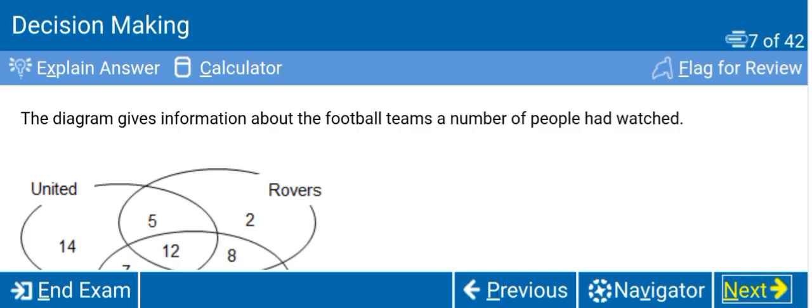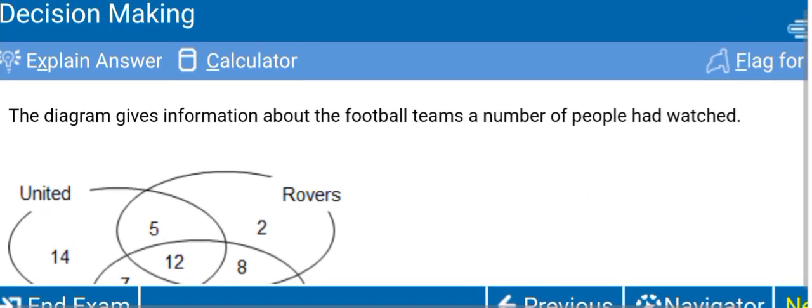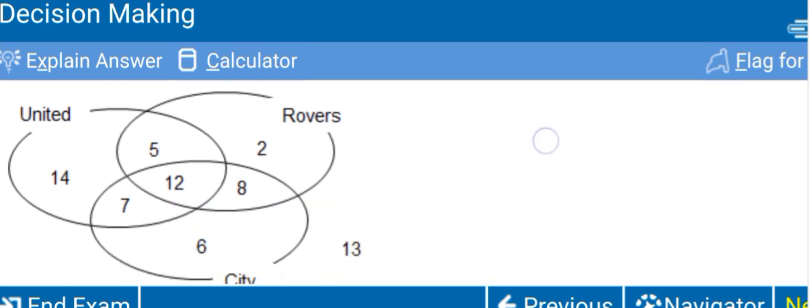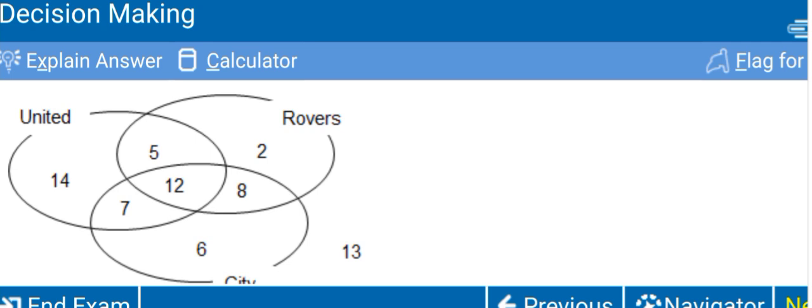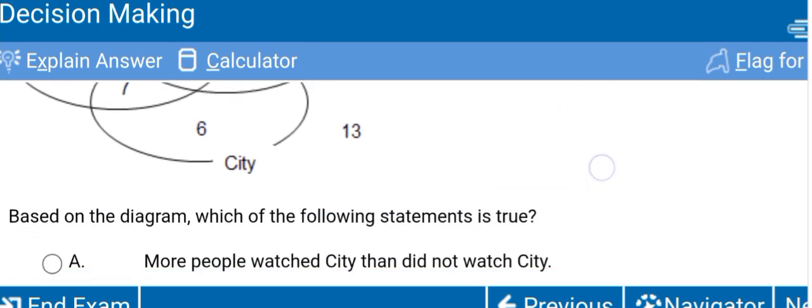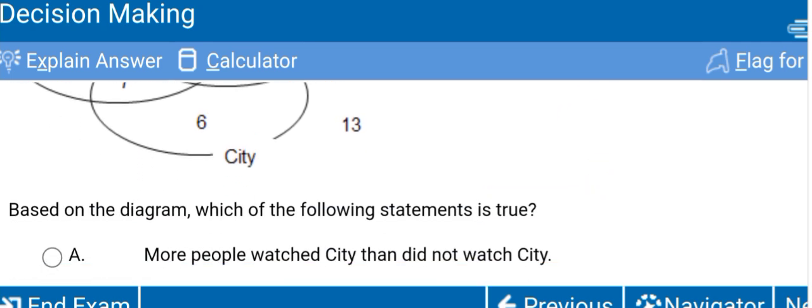Next question, that is question number 7. The diagram gives information about the football teams a number of people had watched. So here we have these diagrams. You can see we have United, Rovers, City. Based on the diagram, which of the following statements is true?